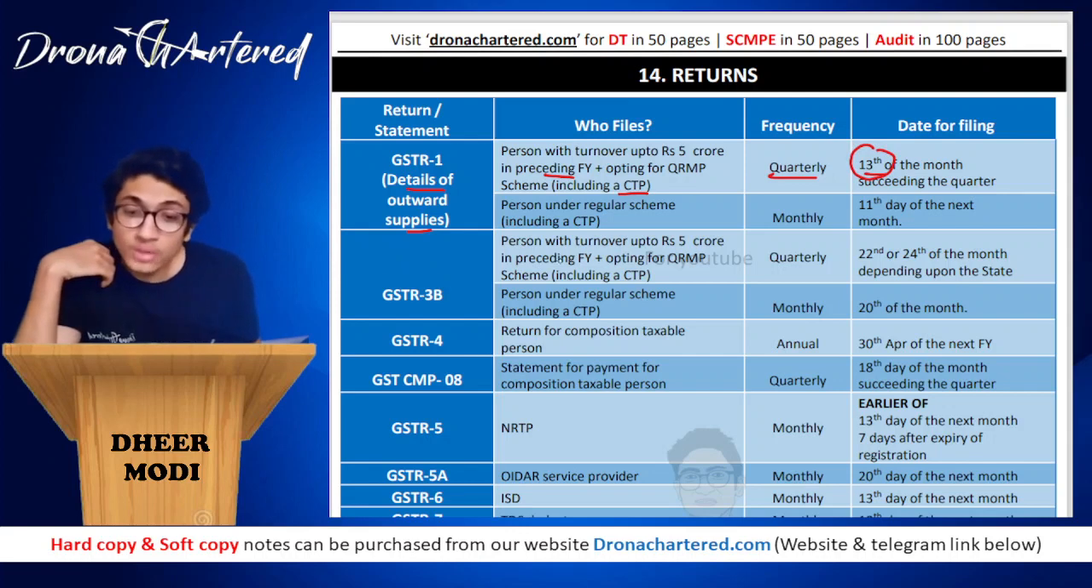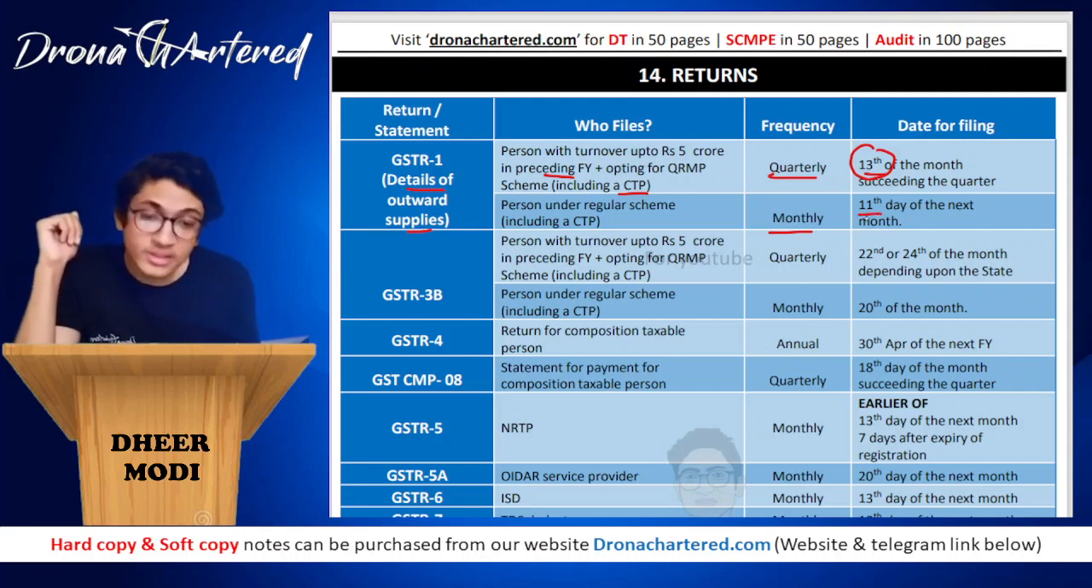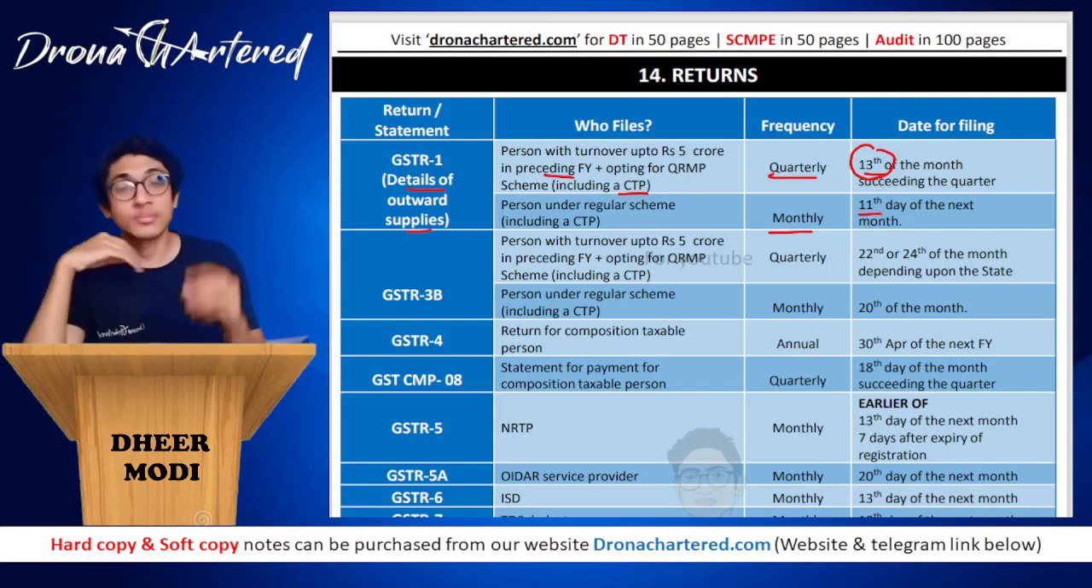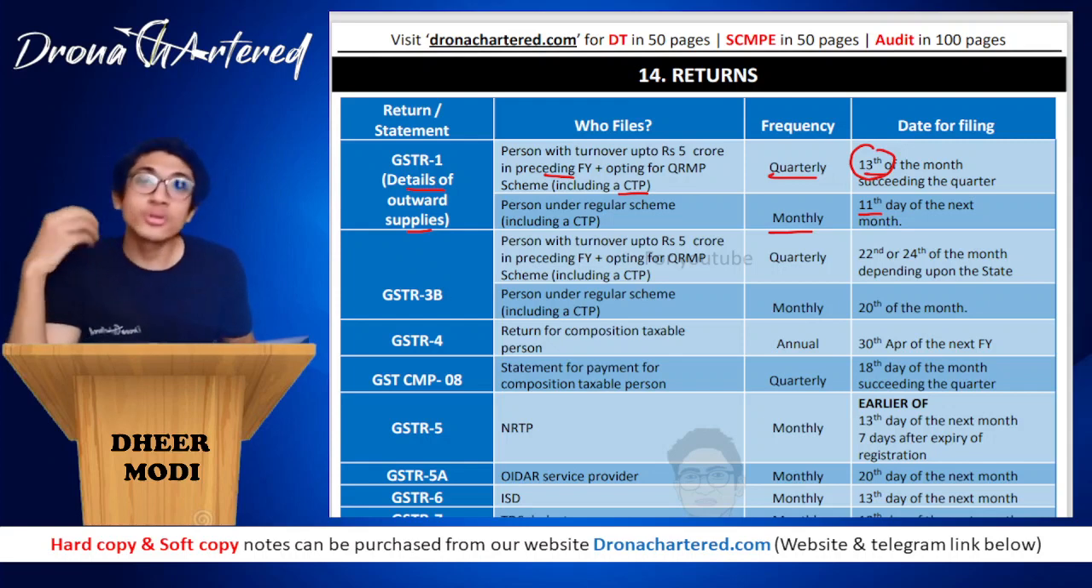Coming to the other part, if a person has not opted for the quarterly return, that is, a person under the regular scheme, which also includes CTP, in such a case it will be monthly and the date of filing will be the 11th day of the next month. That means if you have to file the return for the month of April, it will be done by the 11th of May.